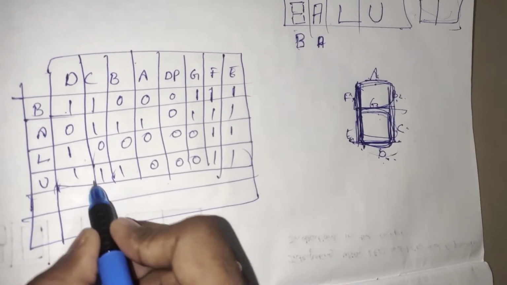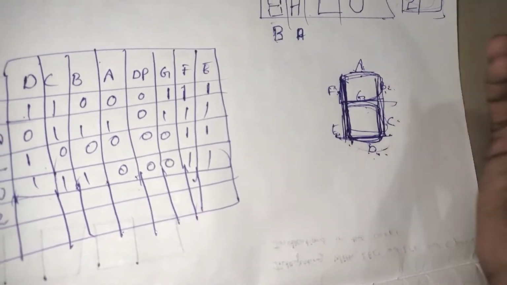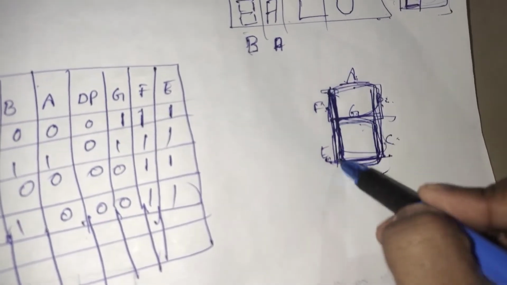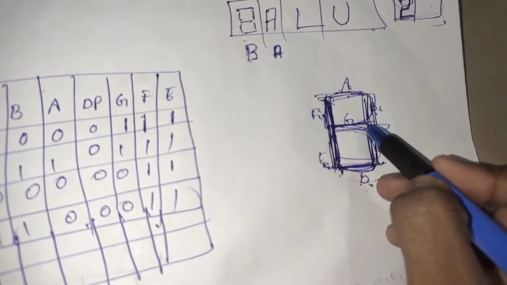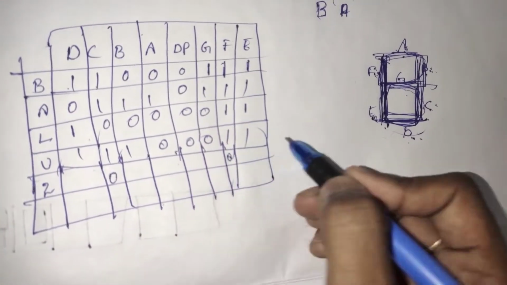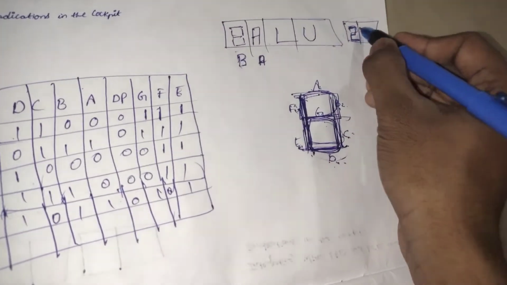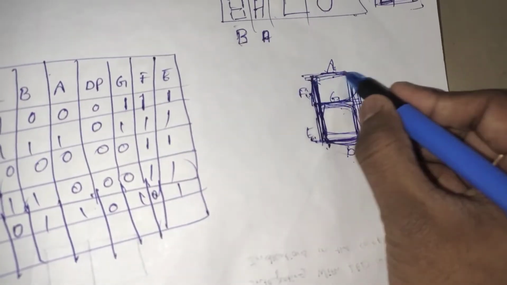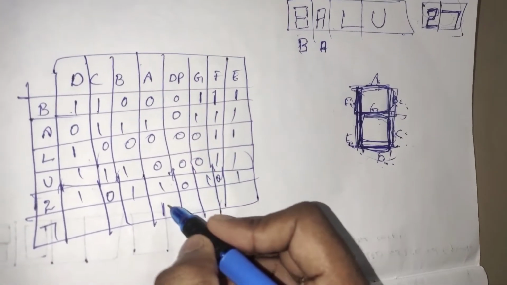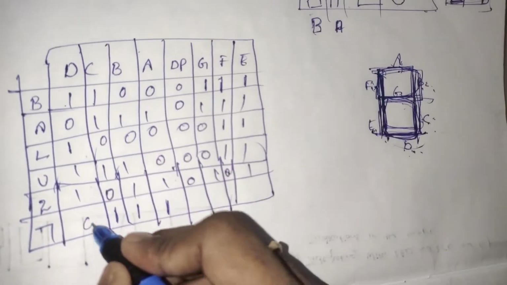take 2 letters, or you can take numbers also. So I'll be taking 27 over here. So 2. For 2 to get displayed, F and C should be 0. F and C are 0s. Remaining, this DP is also 0. Next, we'll take 7. For 7 to get displayed, A, B, and C should be 1. A, B, and C are 1. So what are the rest? Zeros.